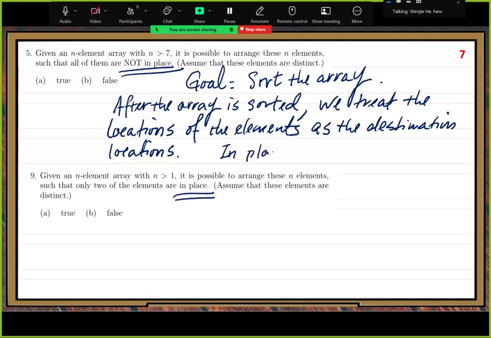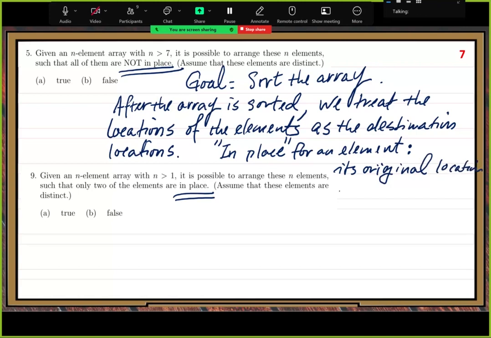So in place, when we talk about this concept for an element, the meaning of this is its original location equals its destination location. Then we say it's in place.